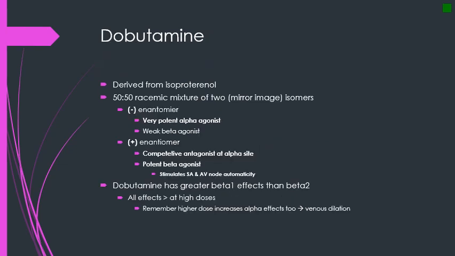Dobutamine is derived from isoprel. It's a 50-50 racemic mixture of 2 isomers that are mirror images. Your negative enantiomer is a very potent alpha agonist, and it's a weak beta agonist, and then your positive enantiomer is actually a competitive antagonist at the alpha site. So it will actually block those alpha receptors, which at high doses will cause venous dilation. Your potent beta agonism of that positive enantiomer will stimulate the SA and AV node for automaticity, so it will increase your heart rate.